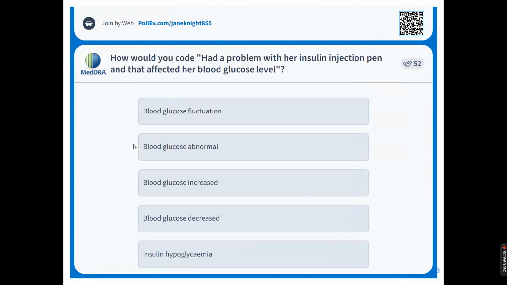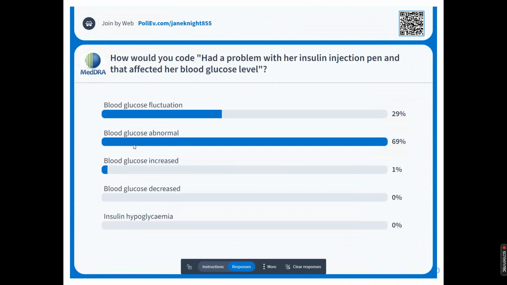My challenge to you would be, do we know that any insulin was given? Do we know that the glucose level was high or low? Do we know either direction? And do we know that it was due to the pen? Could it have been something to do with her? Maybe she became stressed with it, or was it something else which may have caused it? So we've got two main options selected there: blood glucose fluctuation.